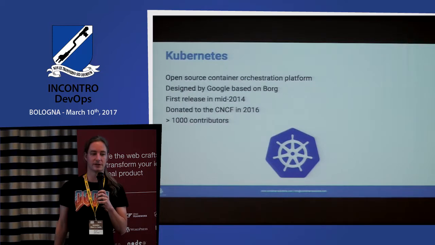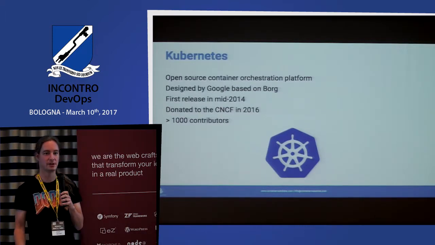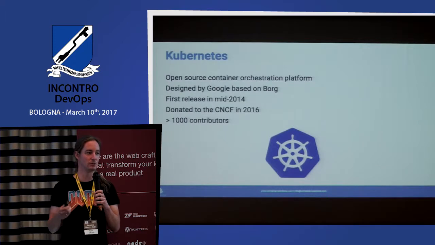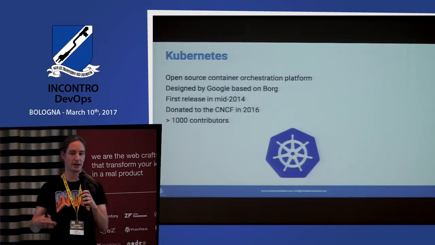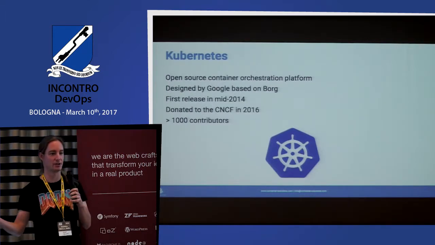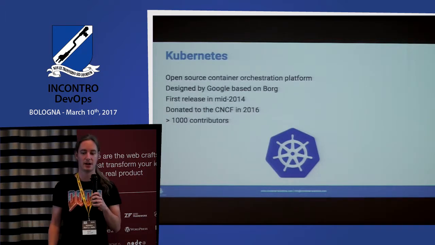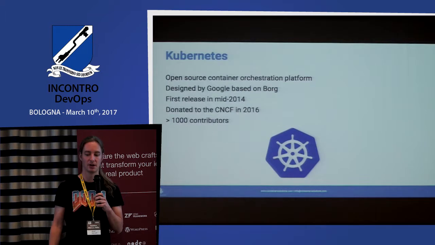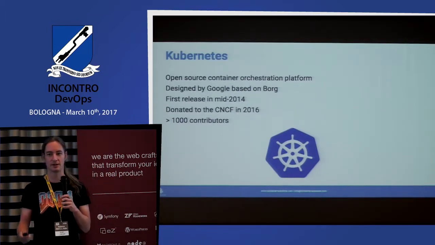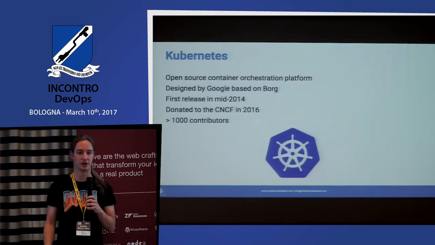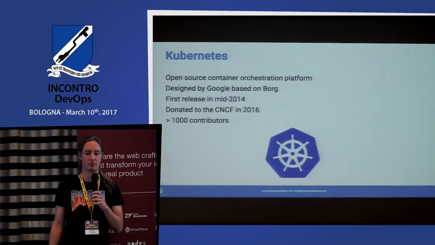And Google made the step to donate Kubernetes to the Cloud Native Computing Foundation, which is an offshoot of the Linux Foundation. So it means that the project is now completely governed by an autonomous foundation instead of being just pushed and governed by one company. So that's a really good step. Combine that with more than 1,000 contributors on GitHub and you get a truly open source project, a truly community project.